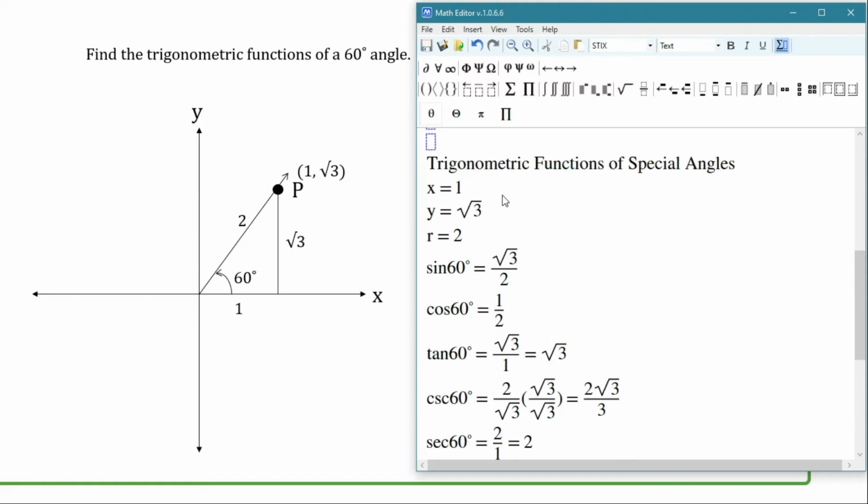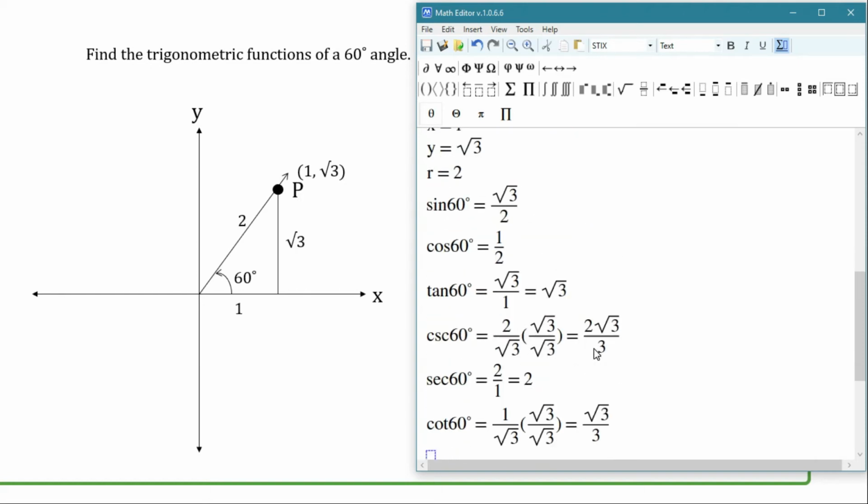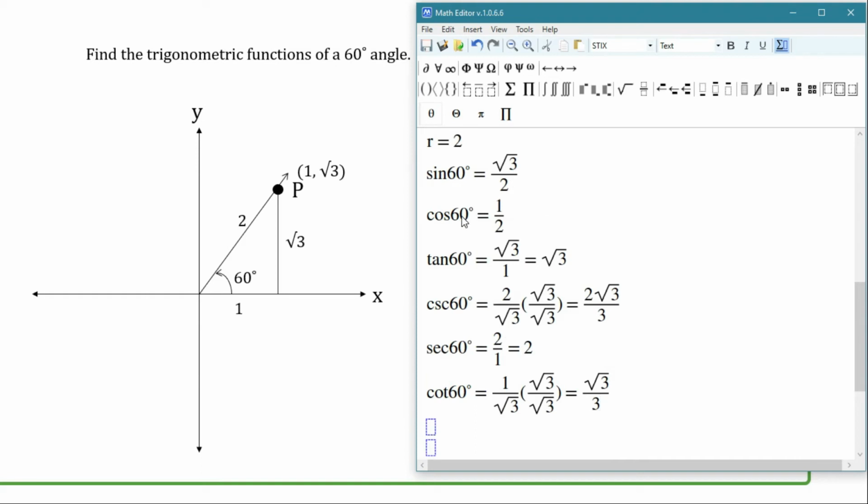So meaning to say, the trigonometric functions of special angle 60 degrees are as follows. Sine 60 would be square root of 3 over 2. Cosine 60 is 1/2. Tangent 60 degrees is square root of 3. Cosecant of 60 degrees would be 2 square root of 3 over 3. The secant of 60 degrees would be 2. And last one, the cotangent of 60 would be square root of 3 over 3. Okay? So, all angles coterminous with 60 degrees would have these trigonometric functions.